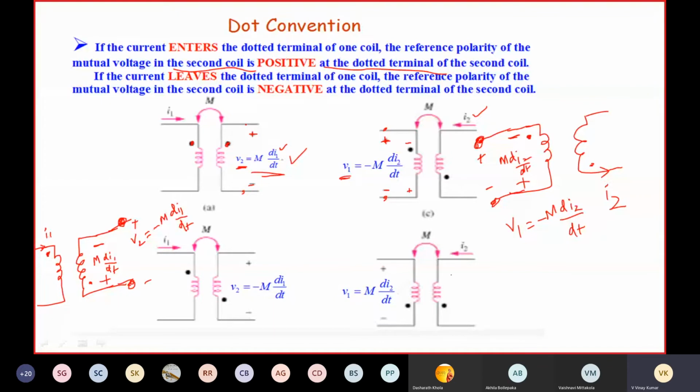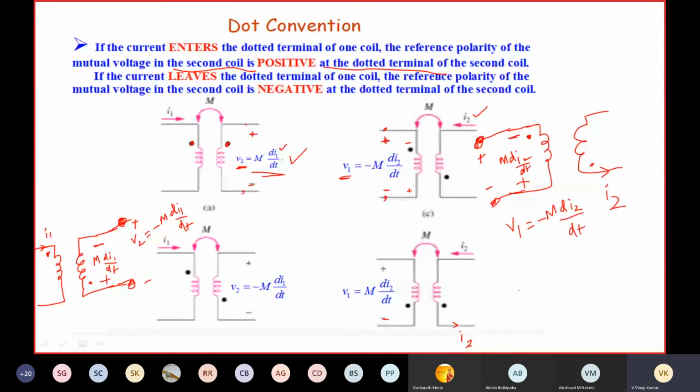Okay, coming to this circuit. Here current is leaving the dot terminal. I2 is leaving the dot terminal. If current is leaving the dot terminal, it means the induced EMF will be negative. This will be negative.